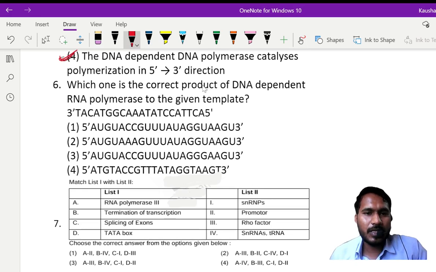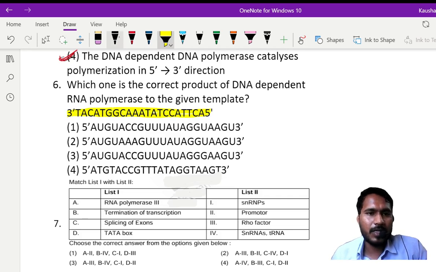Which one is the correct product of a DNA dependent RNA polymerase to given template? 3 prime to 5 prime, this is the template strand. Now this is a good question. So this is the template strand. You have to find the correct product of a DNA dependent RNA polymerase. So you have to find the mRNA sequence.